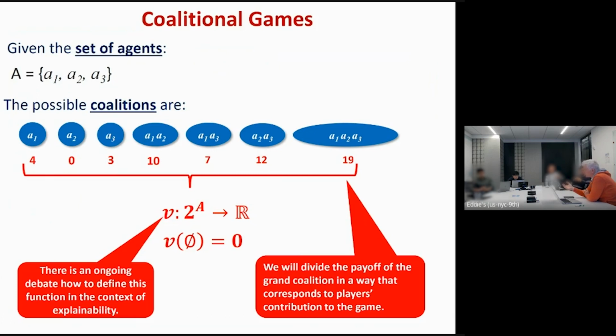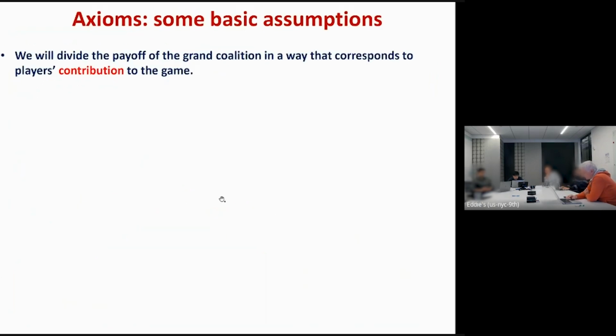Yes, and what you want to do is share this output between the features. To say that the most important feature gets the biggest contribution to the output of your model. How exactly one defines this function, the payoff function, in the context of explainability, there are different ways you could do it.